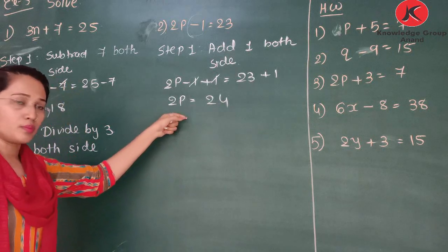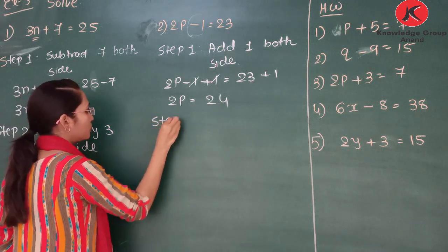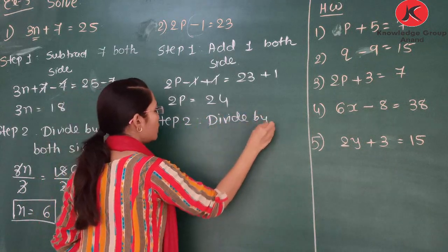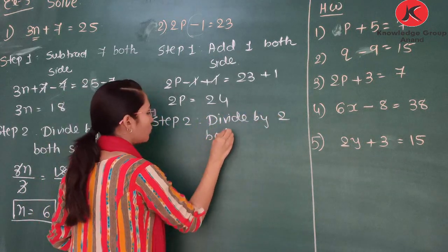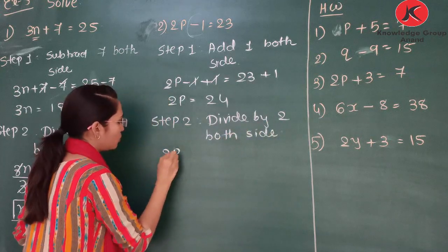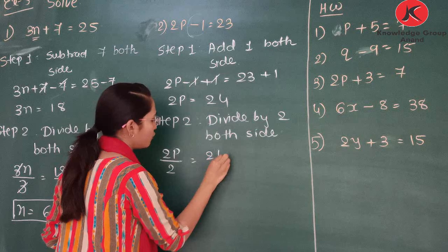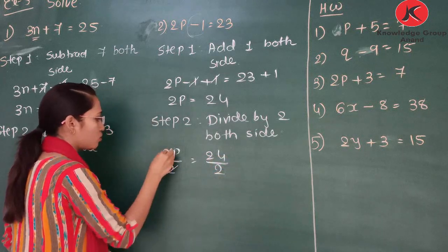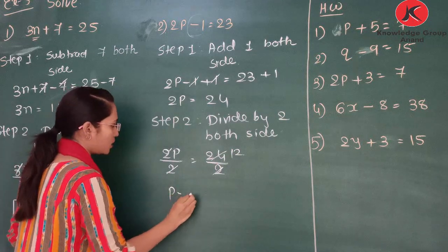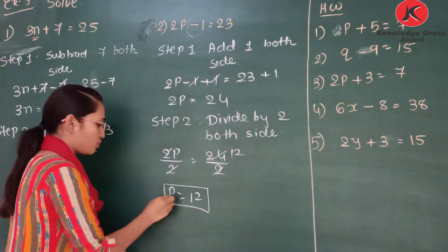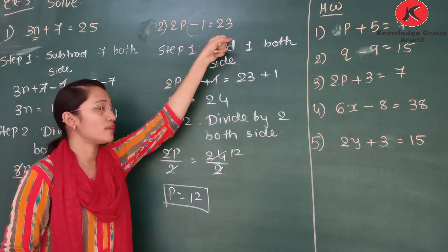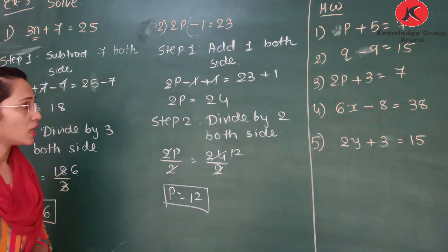Now 2 is in a multiplication. Perform the next step. Divide by 2 both sides. 2p by 2 is equal to 24 by 2. So here 2 cancels. 12 twos are 24. So p will be 12. If you write the value of p in the equation, 12 twos are 24 minus 1 is 23, means your answer is correct.